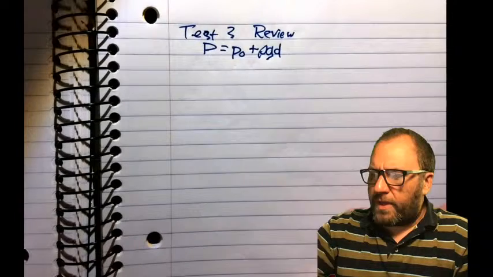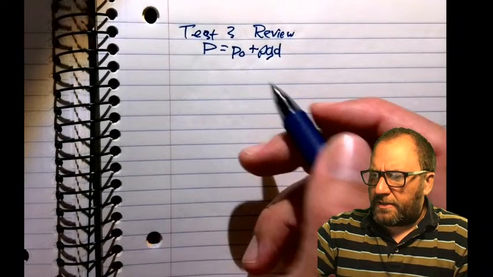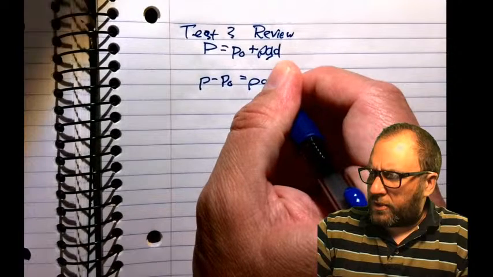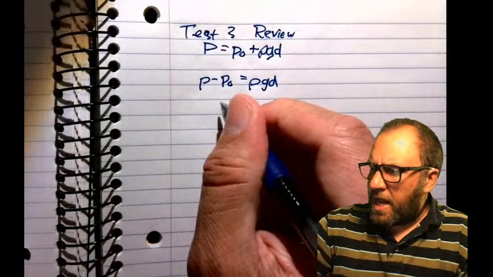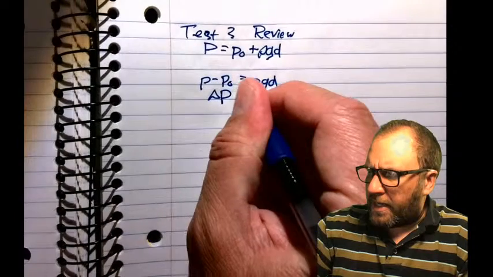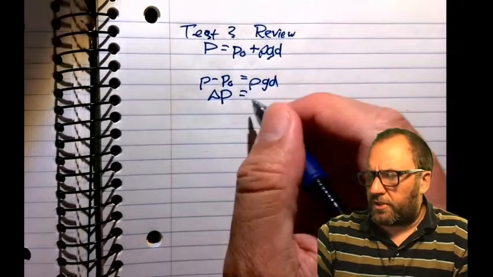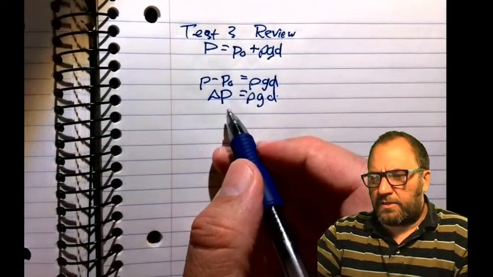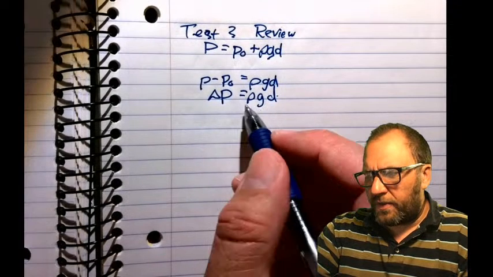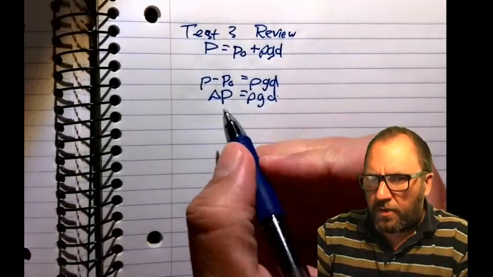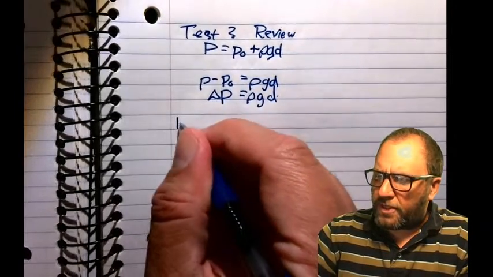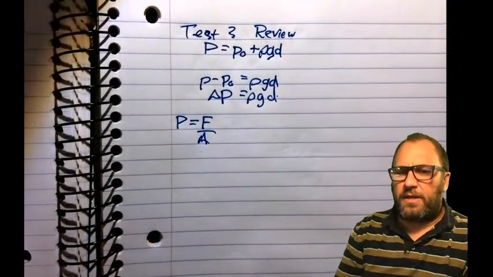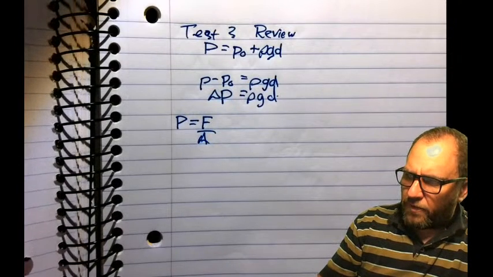Okay, so we have here pressure, and we could also rewrite this as P minus P0 equals rho times g times d, and we could say that this is equal to delta P. Okay, so if we know our relative change in pressure, then this will equal rho times g times d. Alright, so you'll definitely want to know how to use this equation. We also have our equation for pressure. So in general, pressure is equal to the force divided by the area. Okay, so definitely know that.